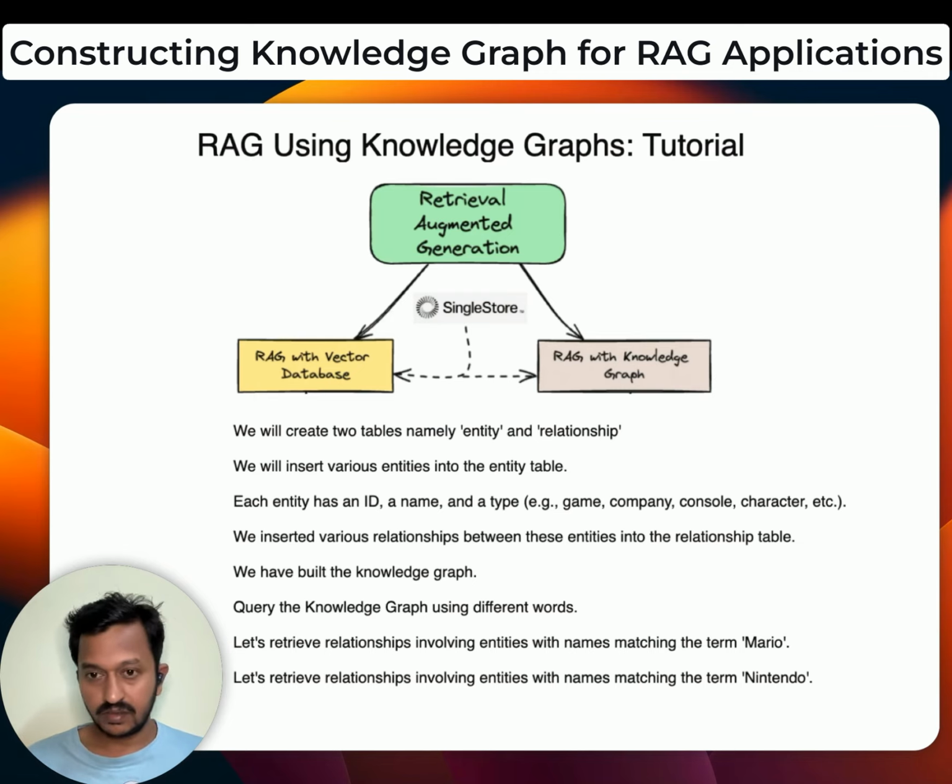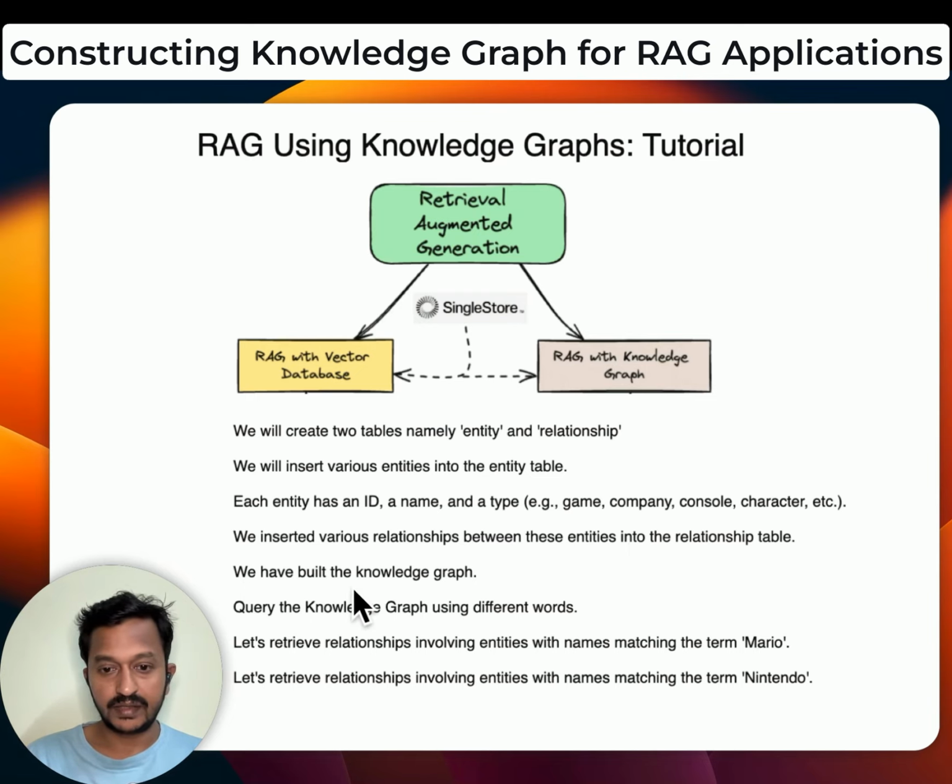So first things first, go to singlestore.com, sign up, it's free, and create a database. Once you create a database, try to create tables. So we will basically create a database and we will create two tables, namely entity and relationship. We will insert various entities into the entity table, and each entity has an ID, a name, and a type, and we insert various relationships between these entities into the relationship table.